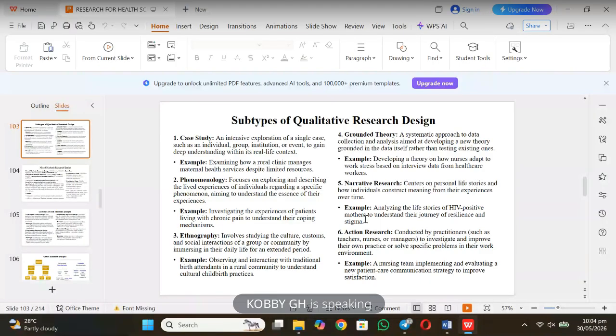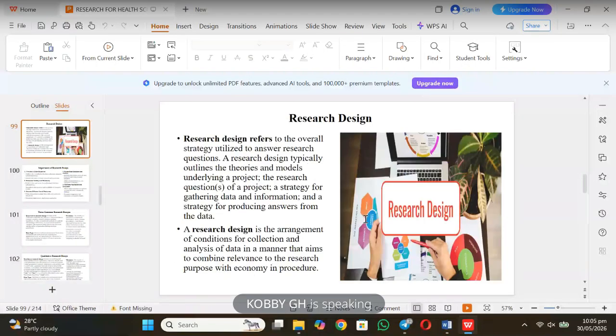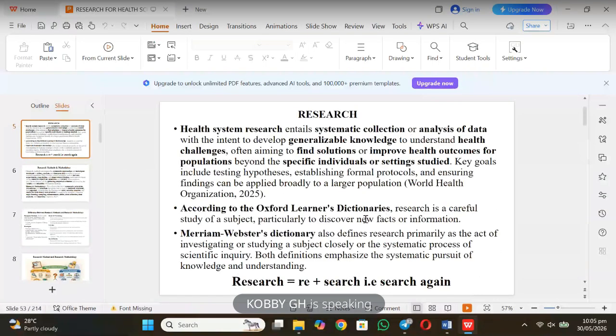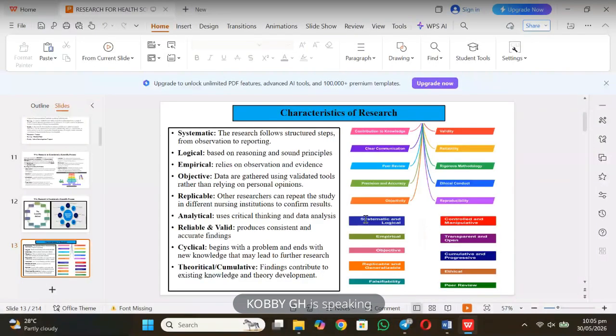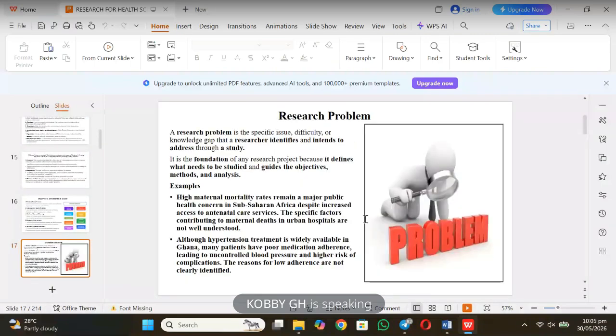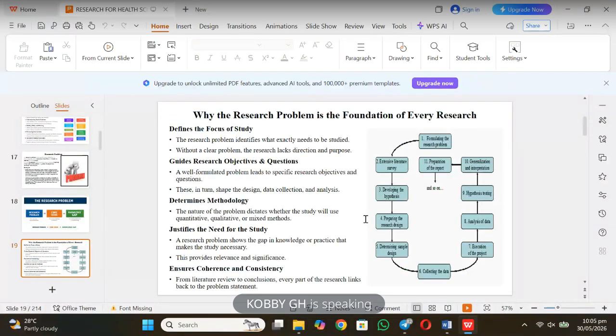Now, the other aspect of section B would focus on this: we would give you a research topic, then we would also give you the specific objectives. You are all going to have different, very different research topics. You would have your research topic, and you use the topic to write the main objective.